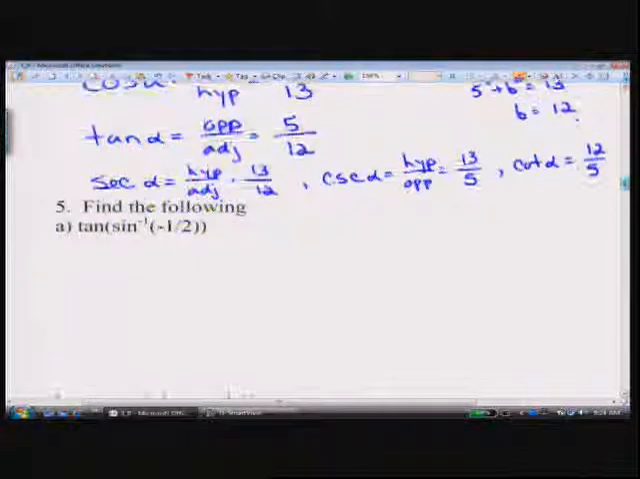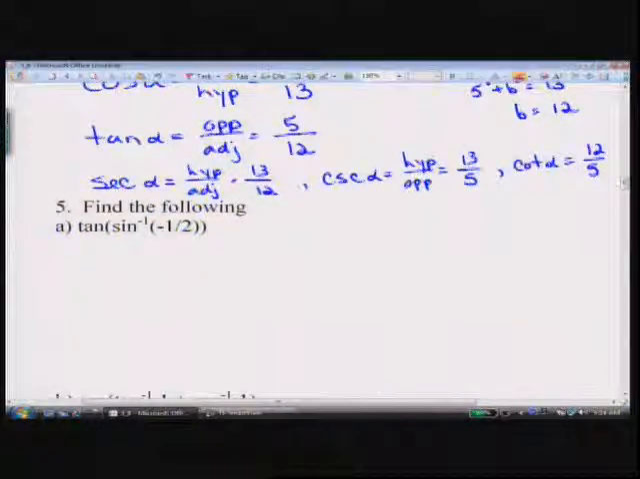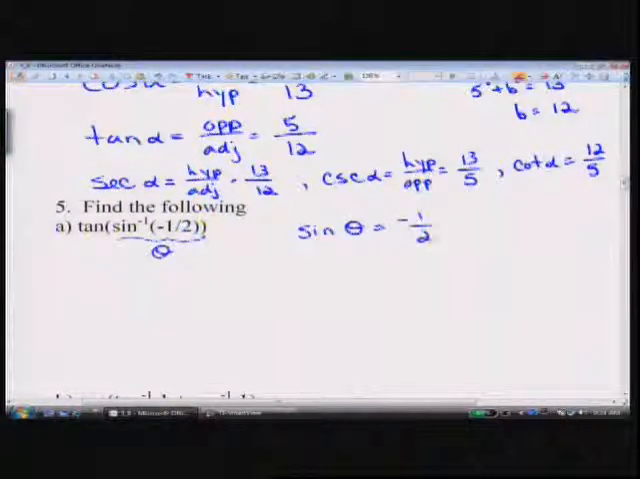Okay, well, here's a fun problem. Find the tangent of the inverse sine of negative 1/2. All right, well, you can only take the tangent of some angle theta. We want to find the angle theta such that its sine ratio is negative 1/2. So the sine of theta is equal to negative 1/2. That's what they're telling us, right?